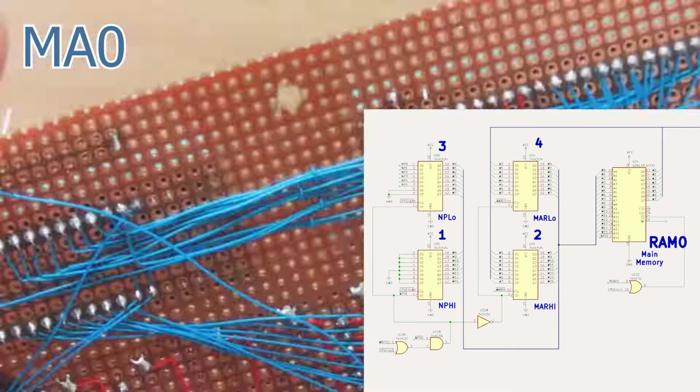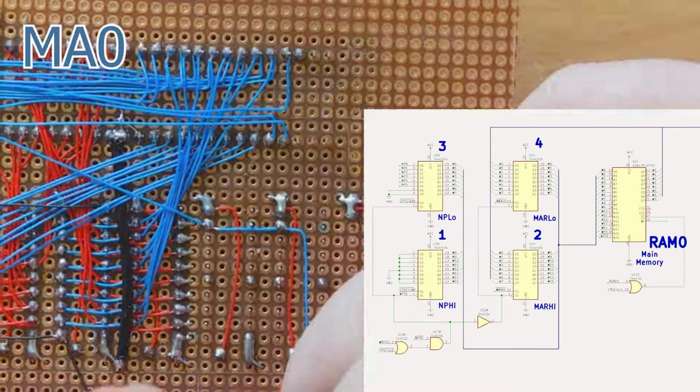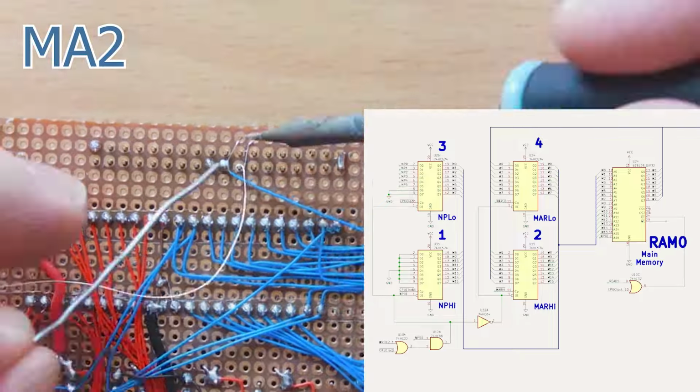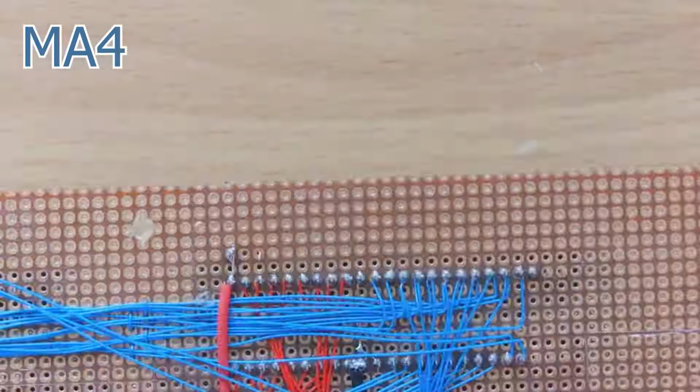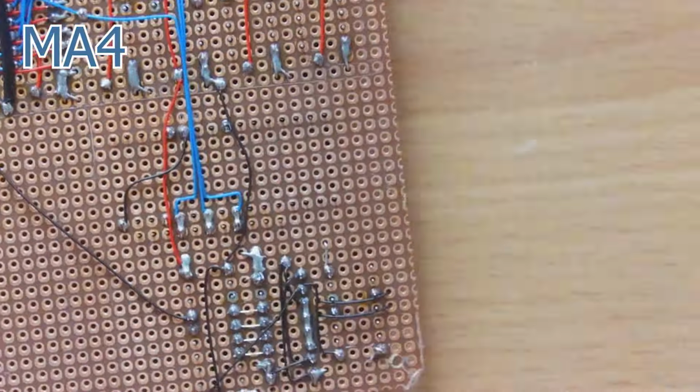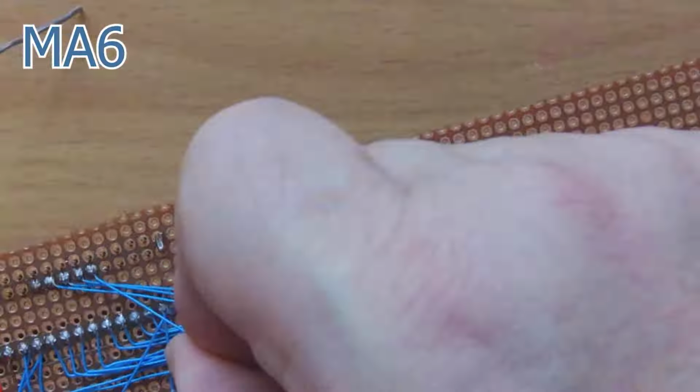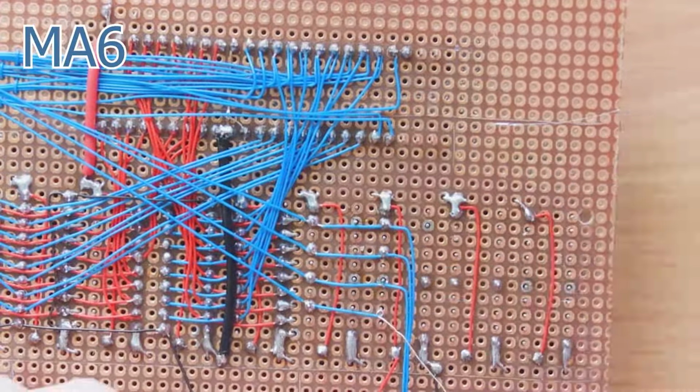I'm going to start wiring up the memory address bus, which is highlighted here in blue. Later in the sequence, I'll wire up the W bus, which will be the red wires. This may be very new to some of you watching this, but just while I'm doing this wiring, I'll speak about my journey and how I got here.